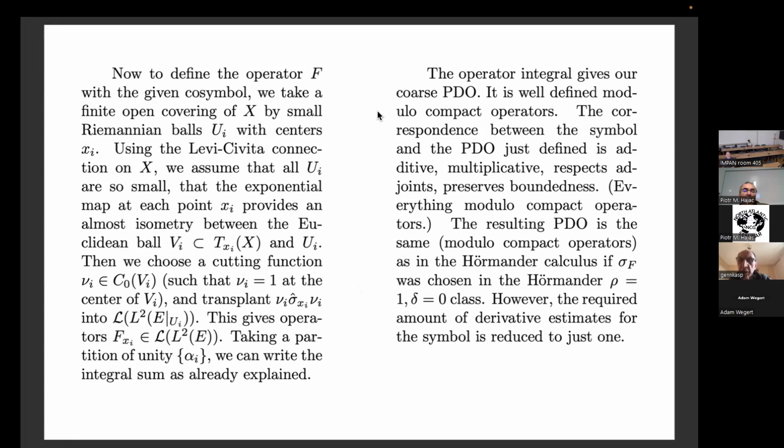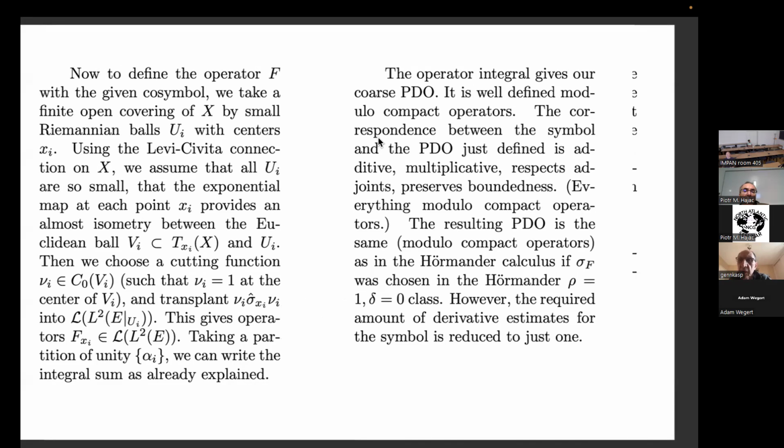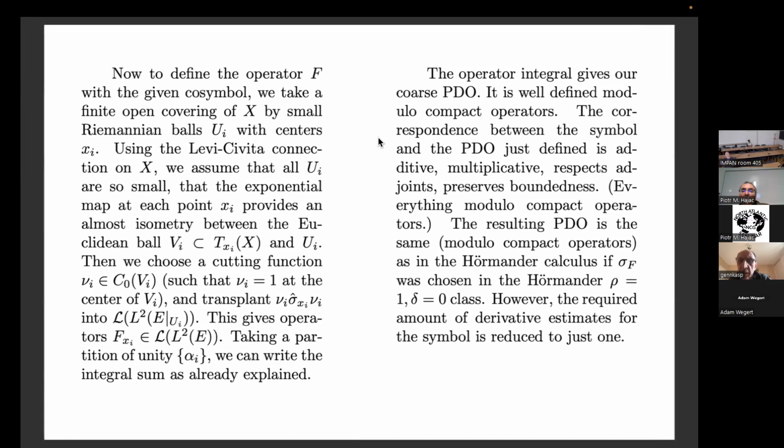So the whole thing is defined modulo compact operators, and the correspondence between the symbol and the operator enjoys all properties that you want to have: additivity, multiplicativity, stability by conjugation, passing to the adjoints, preserved boundedness, all modulo compact operators.